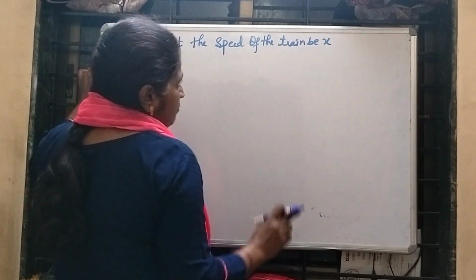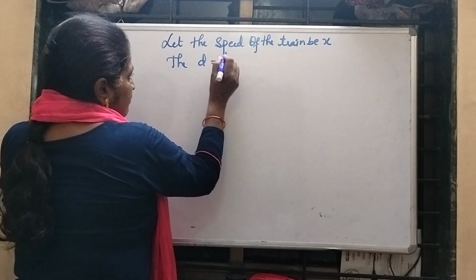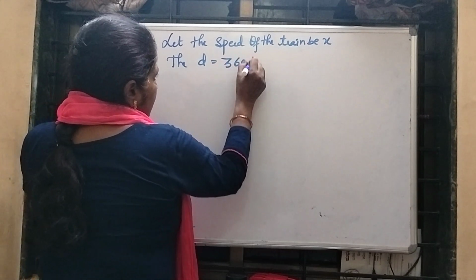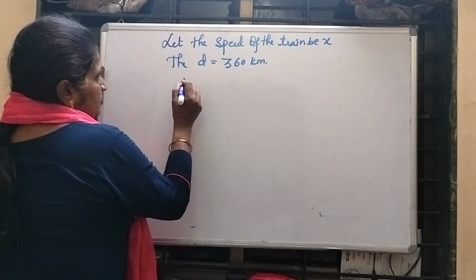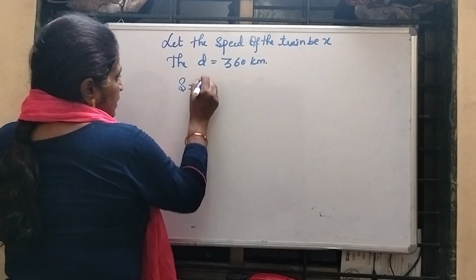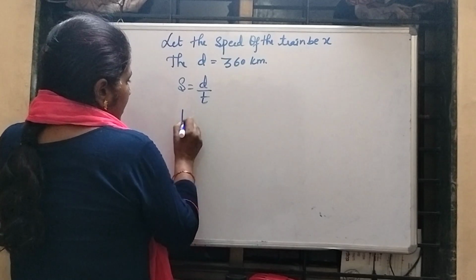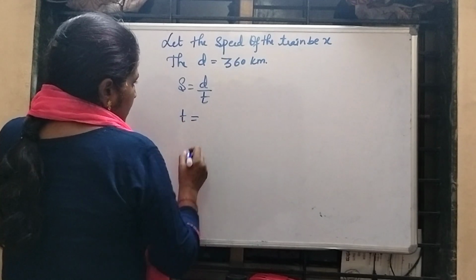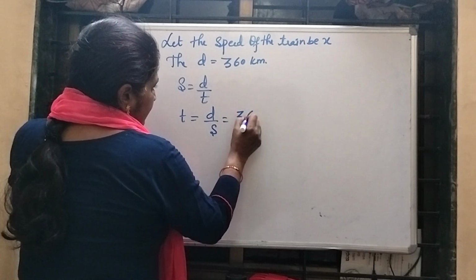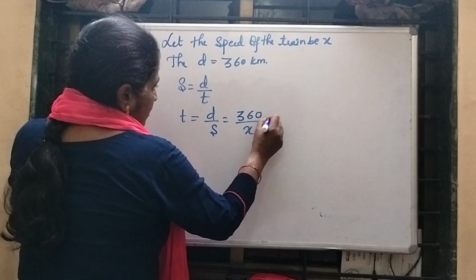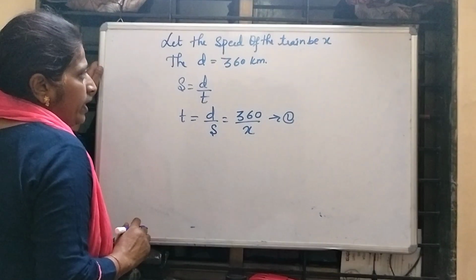Let the speed of the train be x. The distance covered by the train is 360 kilometers. And then we know that speed is equal to distance by time taken. So now our time taken is equal to d by s, so 360 by x. We call this as 1. Even if you don't call it that, it's okay.